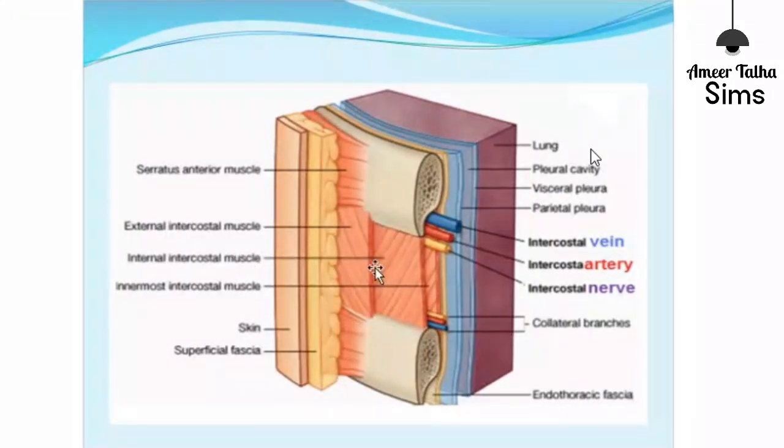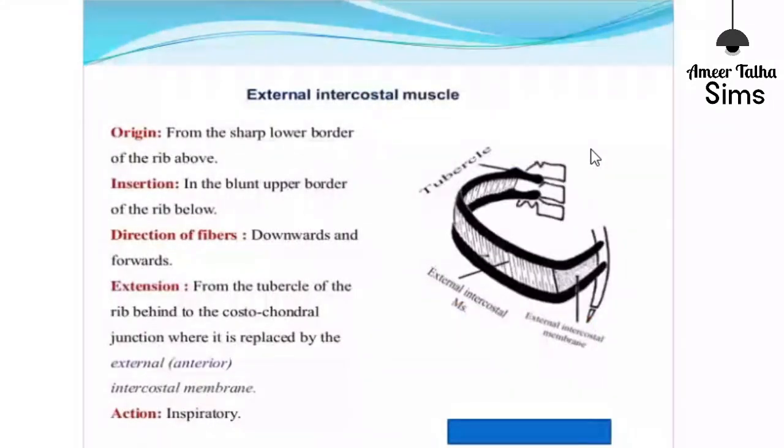Next, we will discuss the external intercostal muscle in detail. It originates from the sharp lower border of the rib above and inserts into the upper border of the rib below. The direction of fibers is downward and forward. From the tubercle of the rib behind to the costochondral junction in front, it is replaced by the external intercostal membrane.